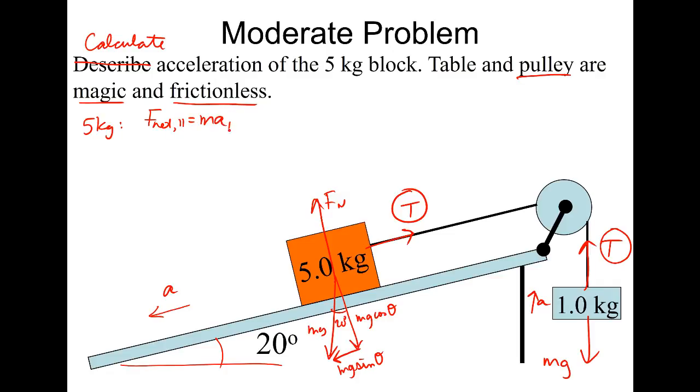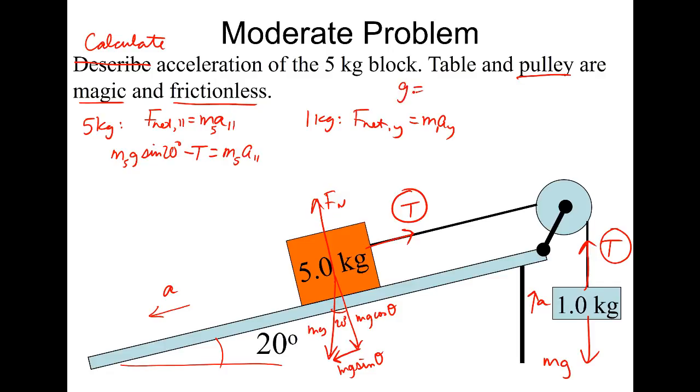F net parallel is equal to MA parallel. We're not even going to bother writing F net perpendicular because we're not going to need it. And for the 1 kilogram block, we're going to have F net in the y direction is equal to MAY. Now, this is different masses, so we could make note of that. And then we could just set this up as M5G sine 20 degrees minus T equals M5A parallel.